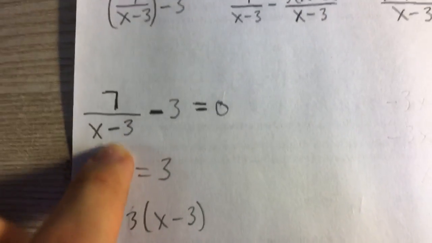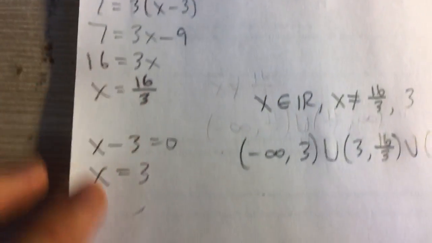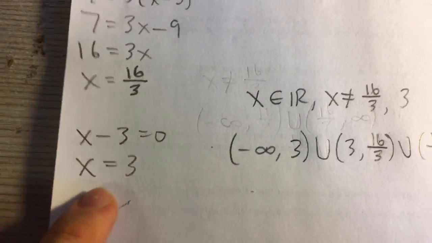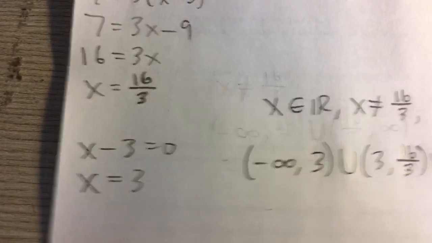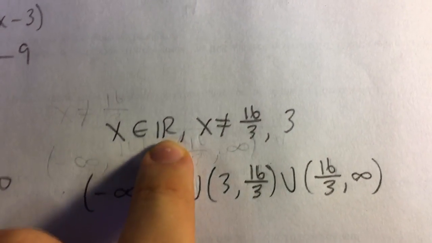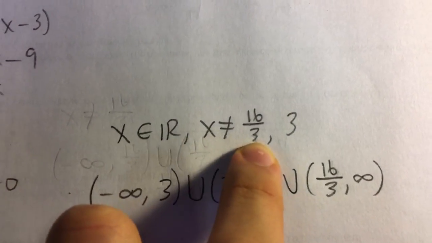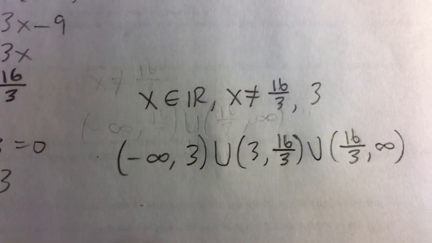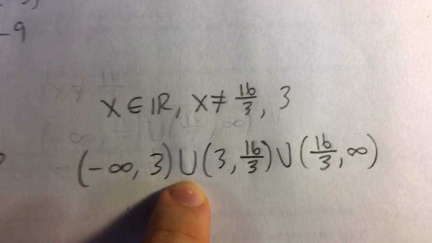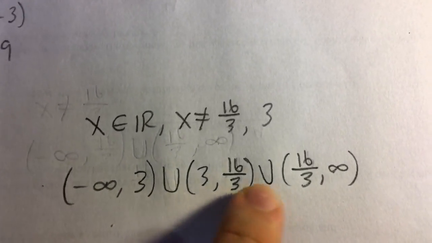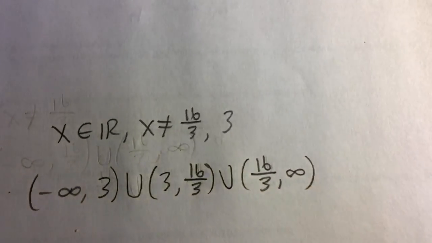Another one is this x minus 3 in the denominator of the denominator. So we can see if x minus 3 equals 0, then x is equal to 3. So these are the two values that are excluded. And so for our domain, we say that x's can be all real numbers, except for 16 over 3 and 3. Or in interval notation, it'll be negative infinity to 3, union 3 to 16 over 3, union 16 over 3 to infinity.